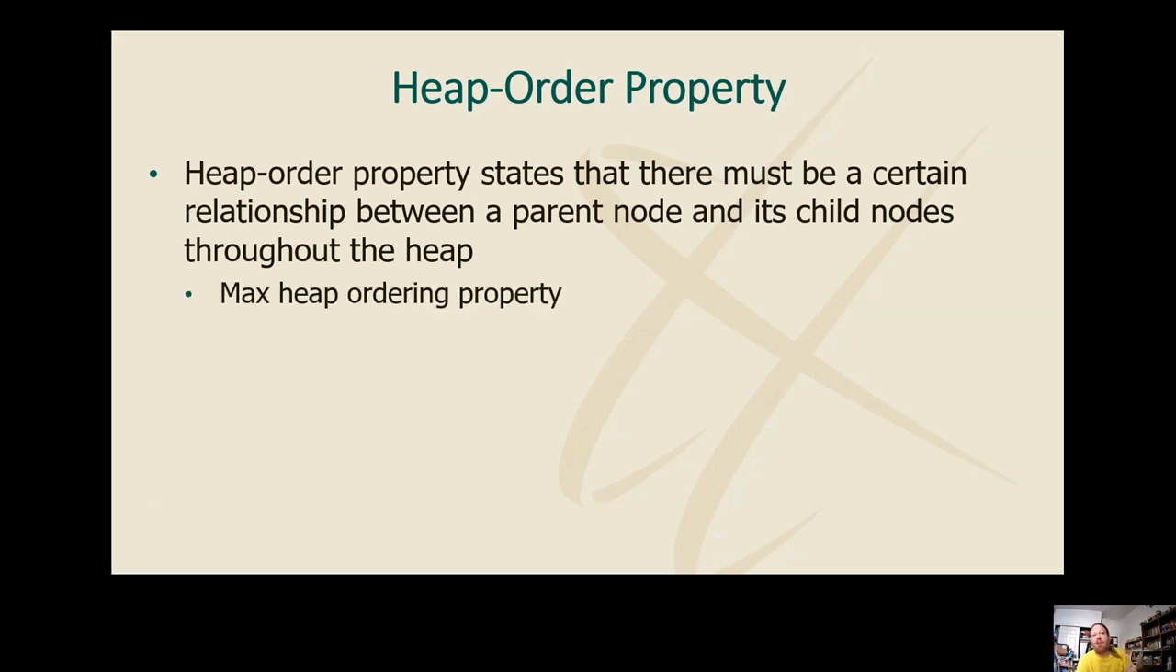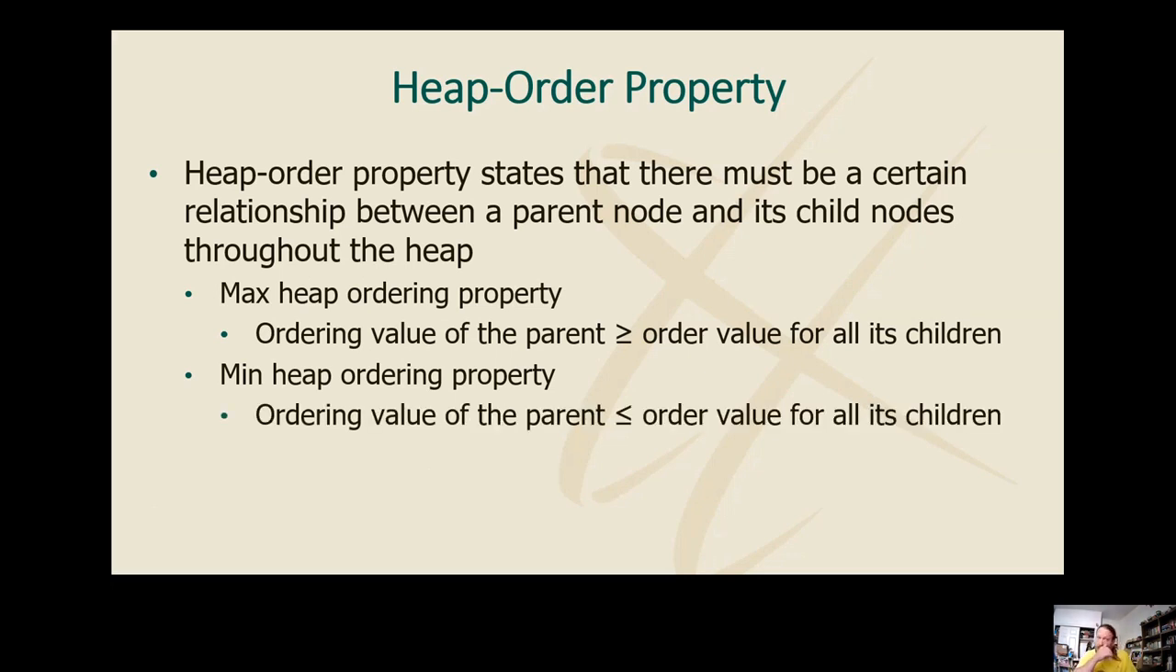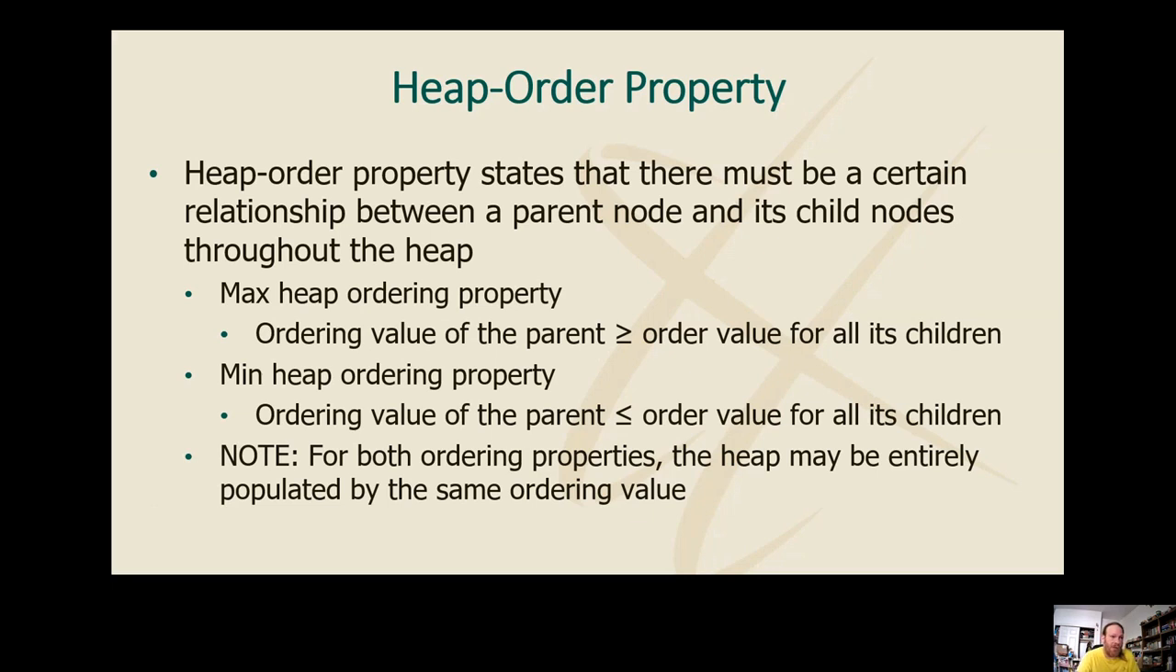Specifically, we can have a max heap ordering property, which says that the ordering value of the parent is greater than or equal to the ordering value for all of its children. And a min heap says that the ordering value of the parent is less than or equal to the ordering value for all of its children. Notice that for both of these, equal is on the table, which means that you can have a heap full of nothing but equally prioritized stuff. That's totally valid. Okay?